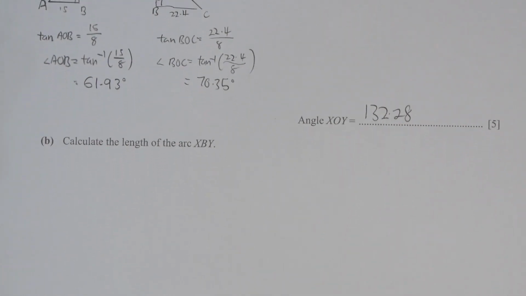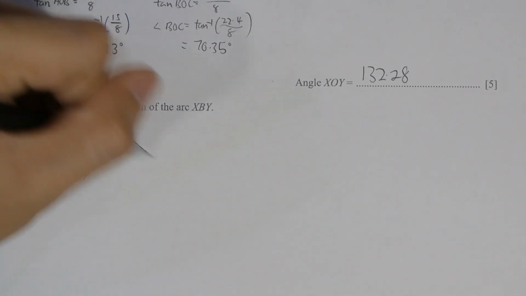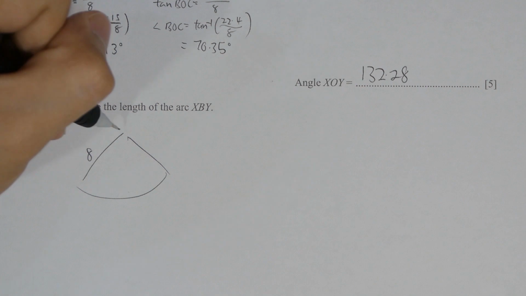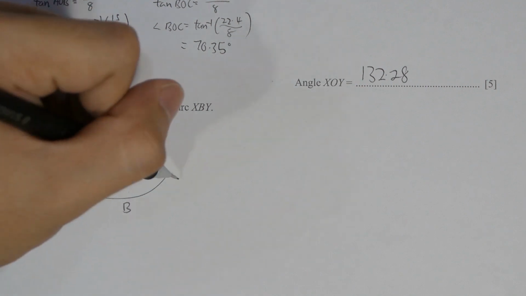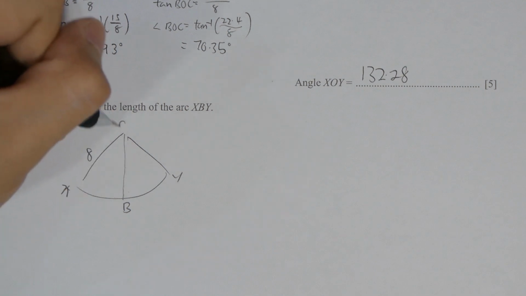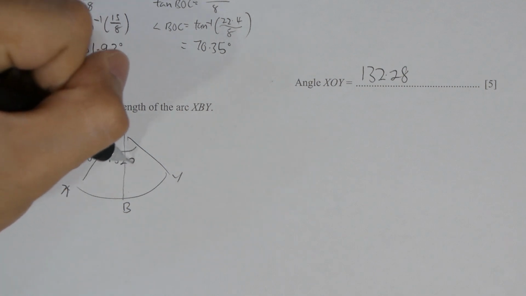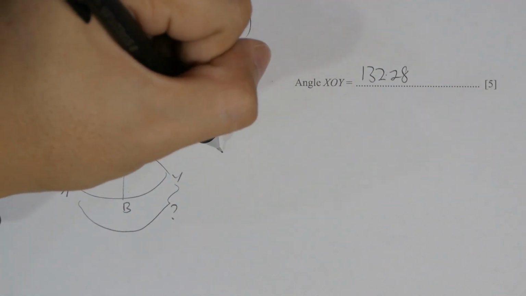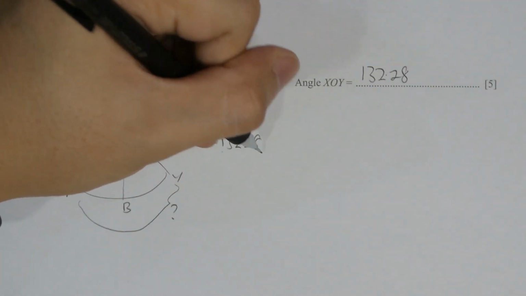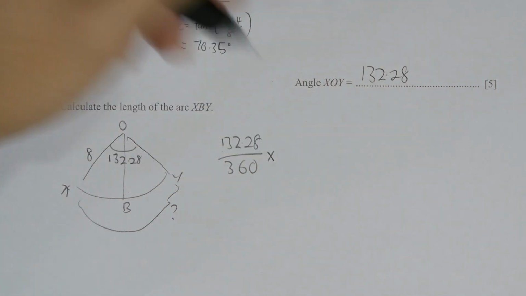For part B, calculate the length of arc XBY. With the radius and the angle, we can now use the formula 2 pi r multiplied by 132.28 over 360. So r here is 8, and your final result will be 18.47.